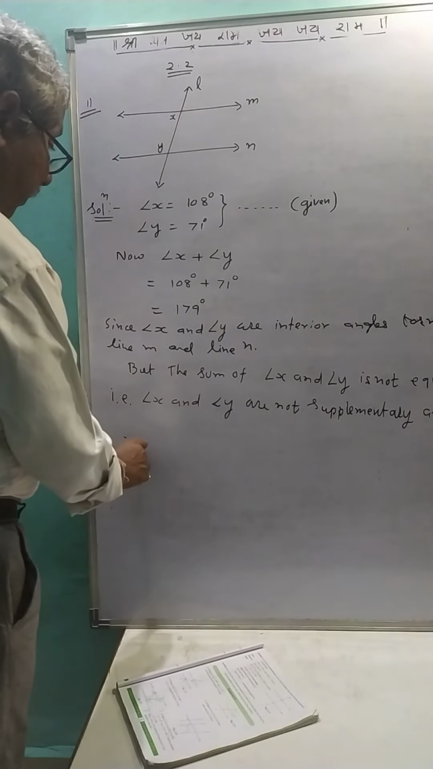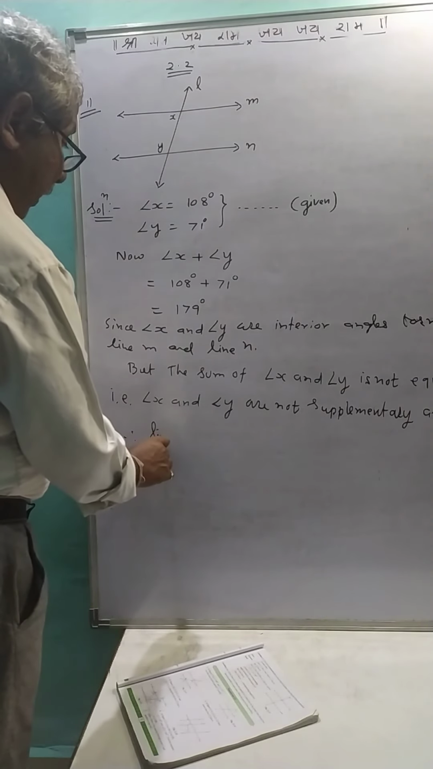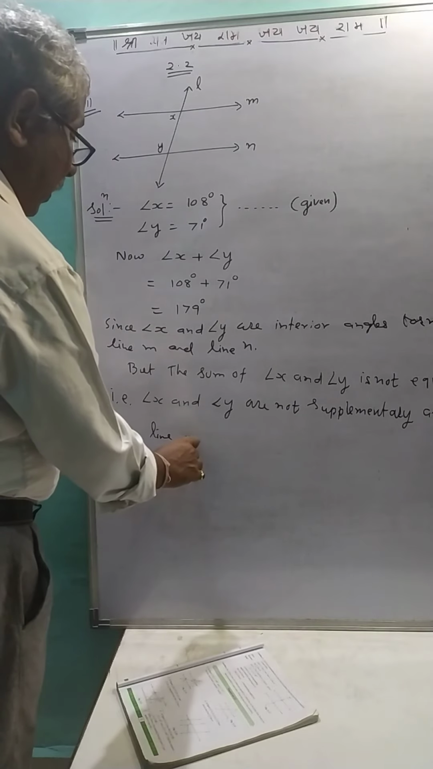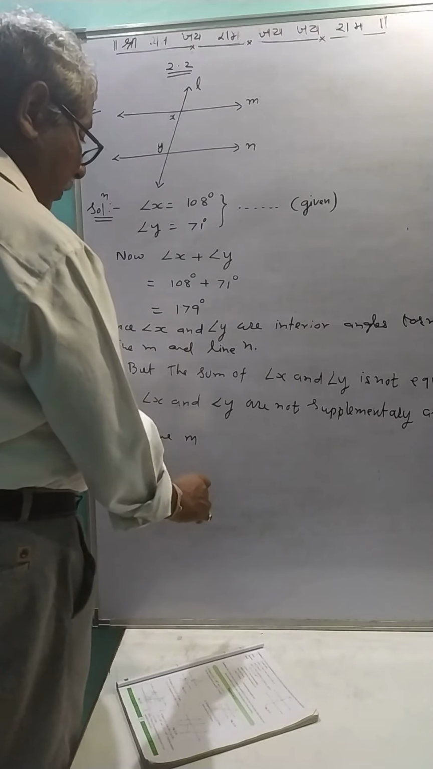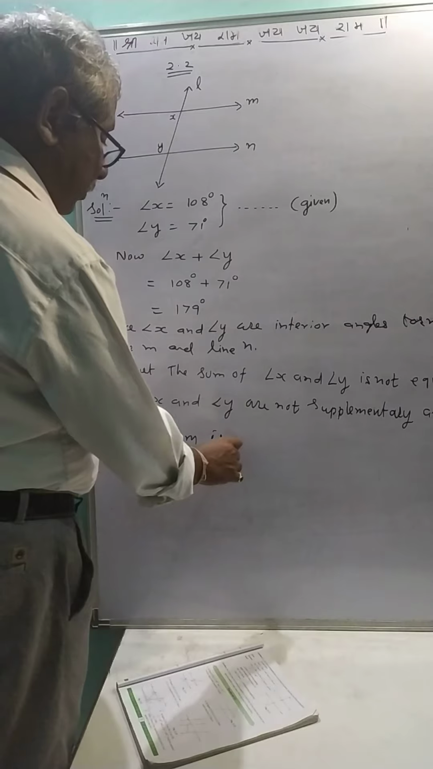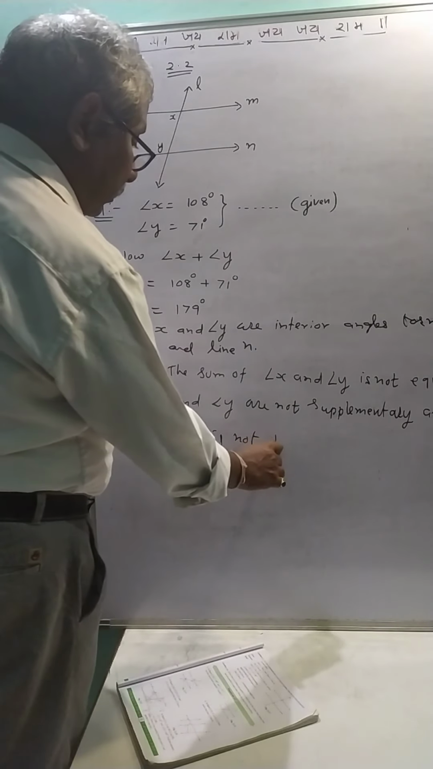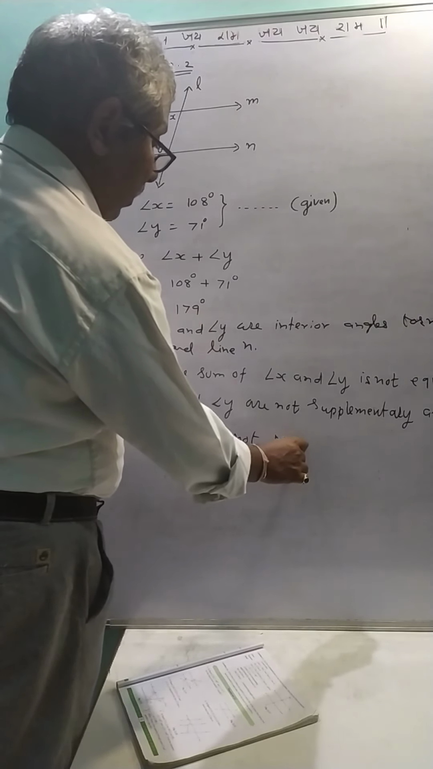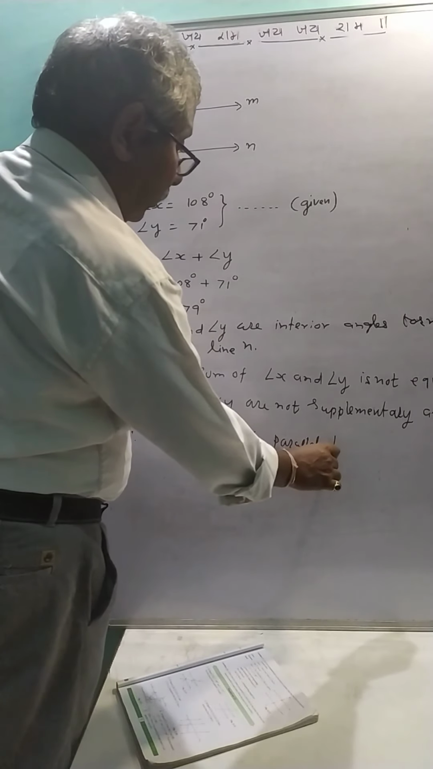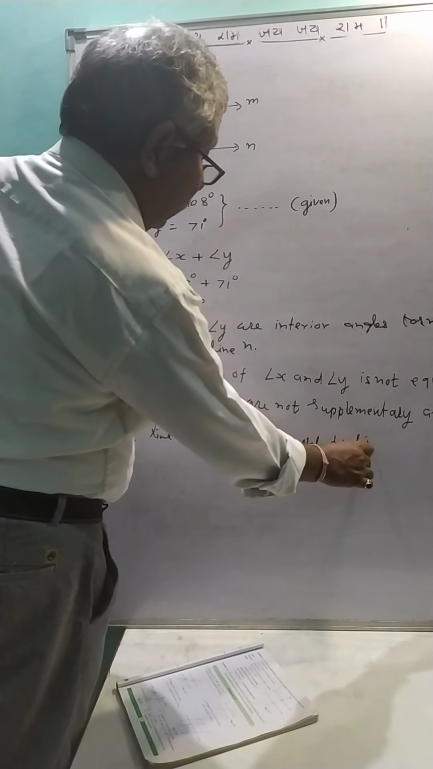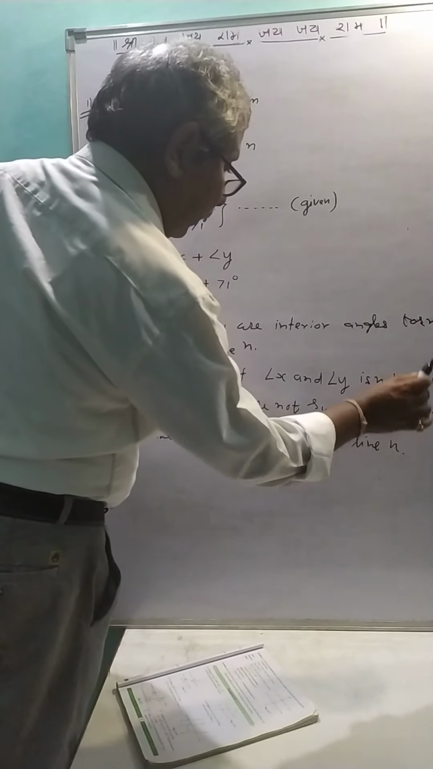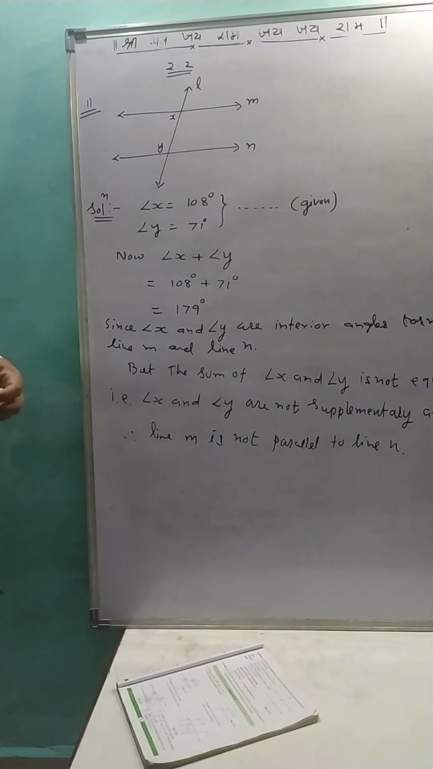Therefore, line M is not parallel to line N. Okay, so take the snapshot.